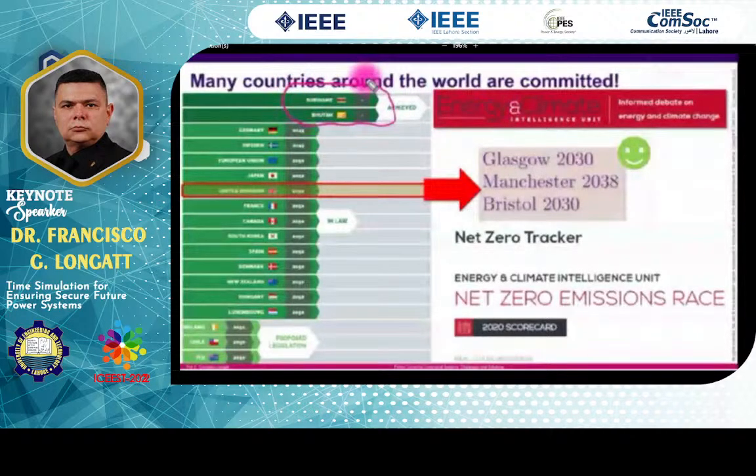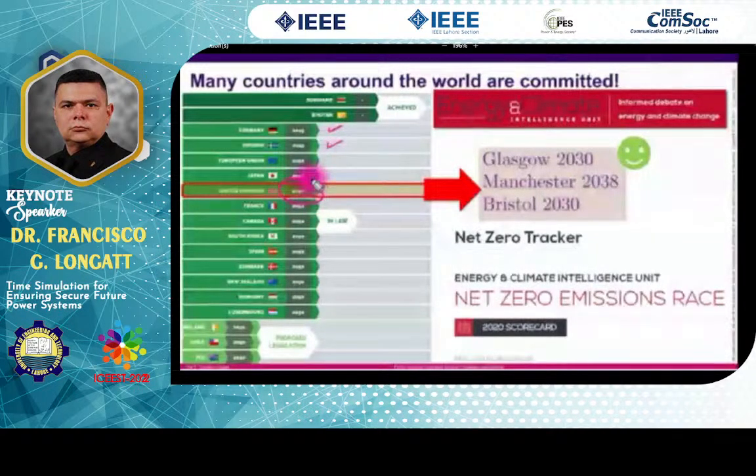for instance, of Suriname and Bhutan. Of course, those countries have many hydraulic resources, hydropower resources, to produce electricity. But there are many other countries, especially in Europe, like Germany, Sweden, United Kingdom, France, that are already committed and engaged in law to reach net zero emission. For instance, Germany is already committed for 2045, Sweden 2025, and my favorite case, the United Kingdom, is committed to 2050.